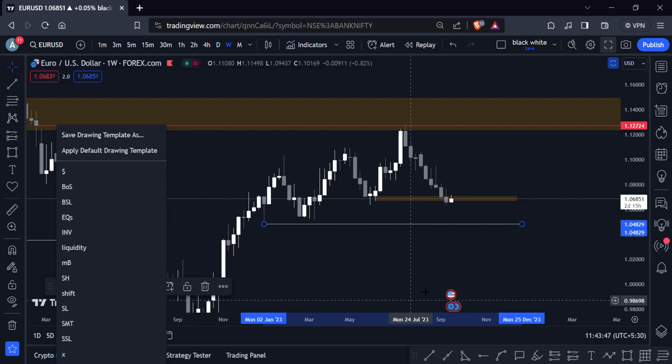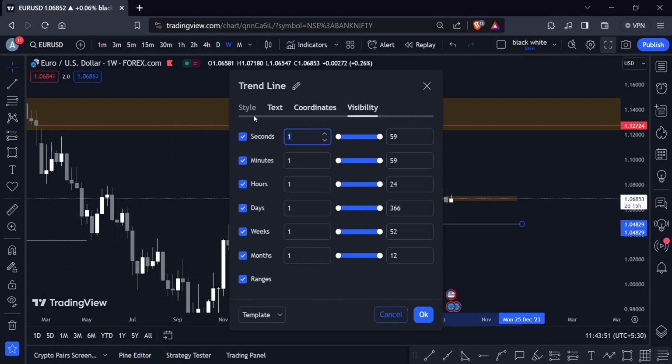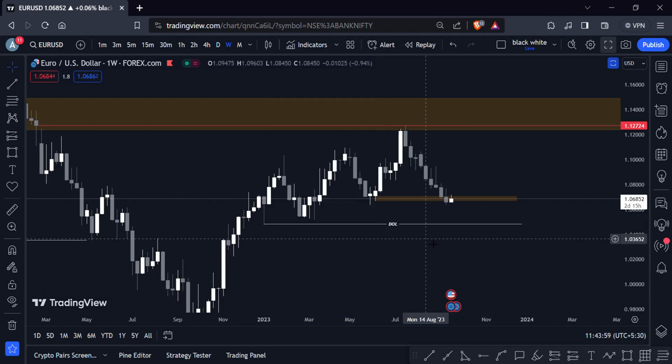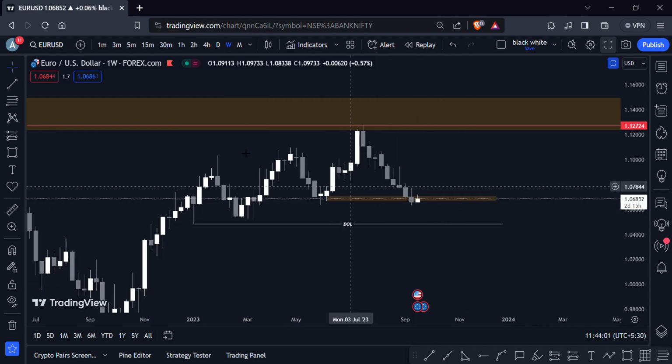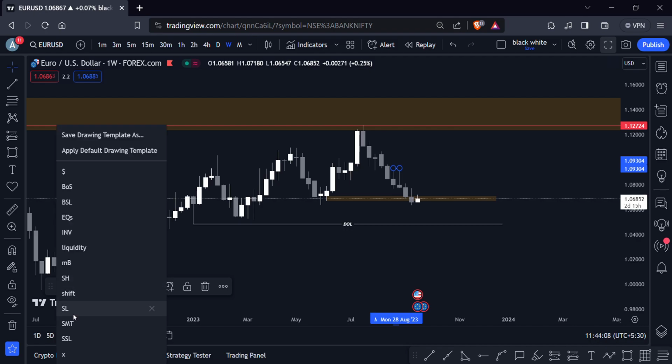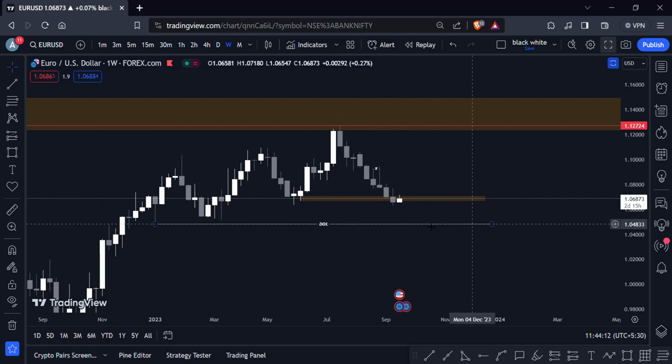There's nothing like that. Let's mark it as the goal. This is our draw on liquidity. Okay, so now what do we have? Let's see what our strong highs are. So this is our strong high. Since it took the liquidity of the previous candle in weekly, we'll be considering it.